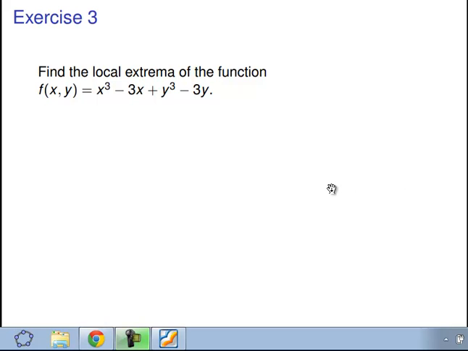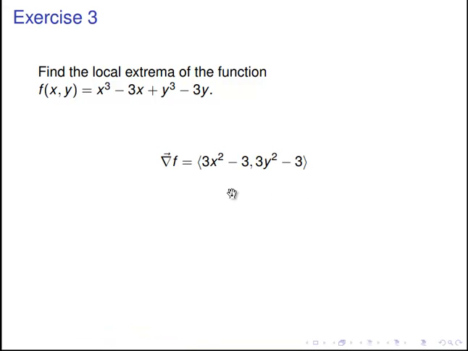So first we'll find the critical points, and to do that we're going to look for the gradient. It's the same as in the last problem: the gradient in the x direction will be 3x squared minus 3. And since this is symmetric in x and y, it'll be 3y squared minus 3 in the y direction. So where will the gradient be 0?